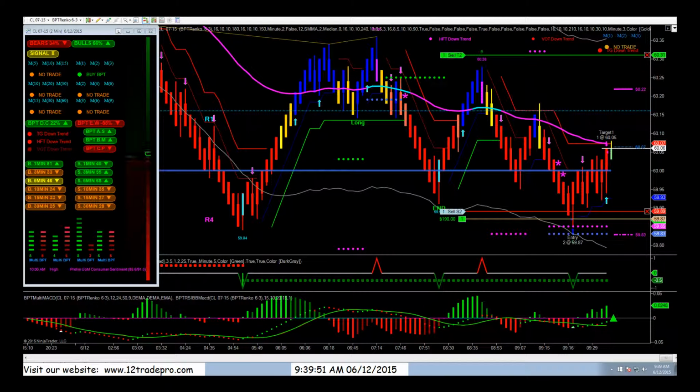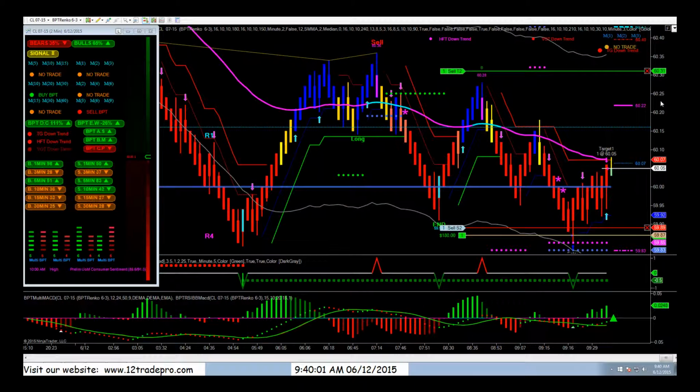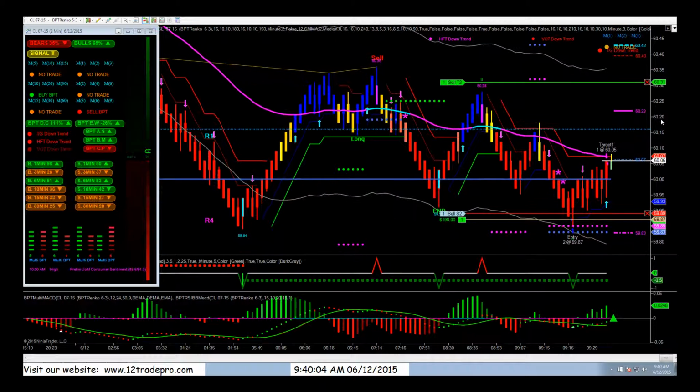And my first target's been filled. I'm going to leave my stop just 2 ticks above my entry, and I'll see if I can move my second target. But right now I'm just going to leave it at 60.31. It is 20 minutes before 10, so I'm still going to hang in there, see what happens.